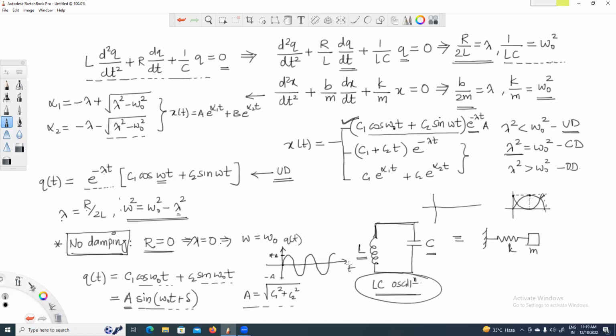But in practice, it is not possible. So in practice, we cannot have this resistance to be 0. So in any LCR circuit, I must have certain resistance, though it can be minimum, but it is there. It is non-zero. That is important for me. So I can have a small damping.